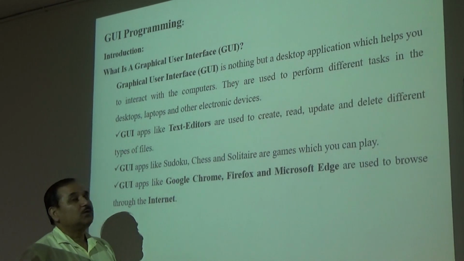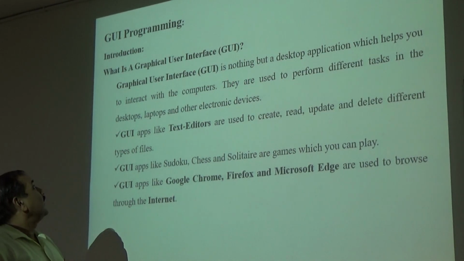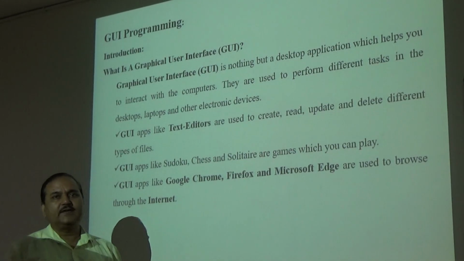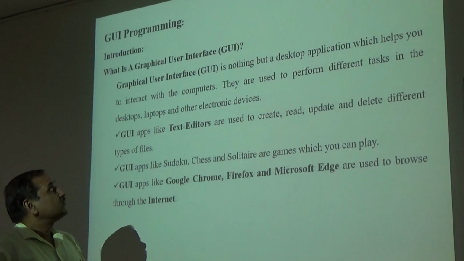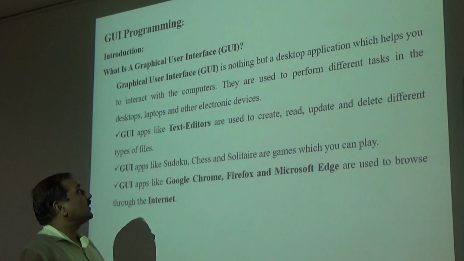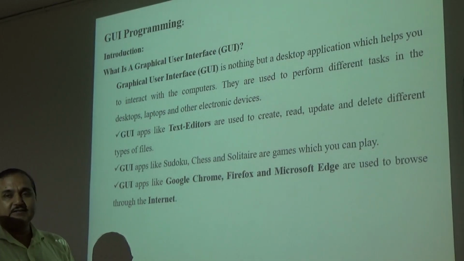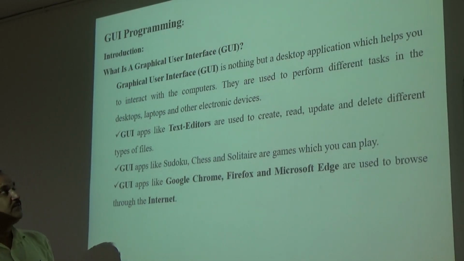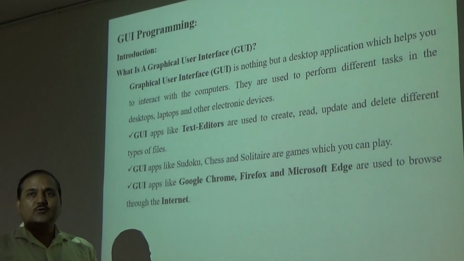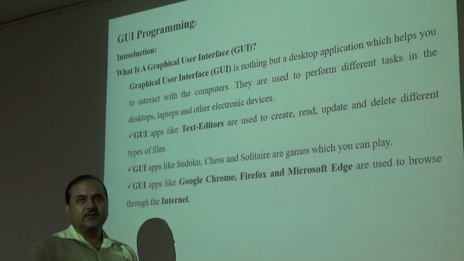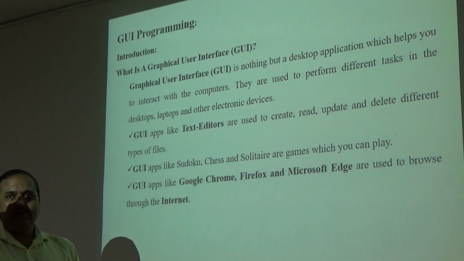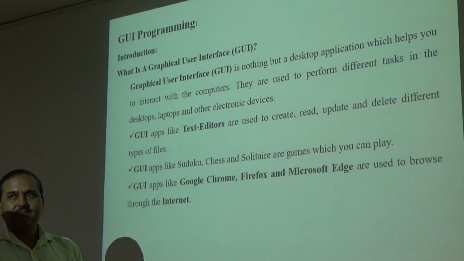Good afternoon. Today we are going to learn about graphical user interface, how we are going to implement graphical user interface in Python. So first of all we want to know what is graphical user interface. Graphical user interface is nothing but a desktop application or mobile application which helps you to interact with the computers. Okay. If you think about Windows, we have seen that one floppy type symbol is there. That is nothing but your graphical user interface.